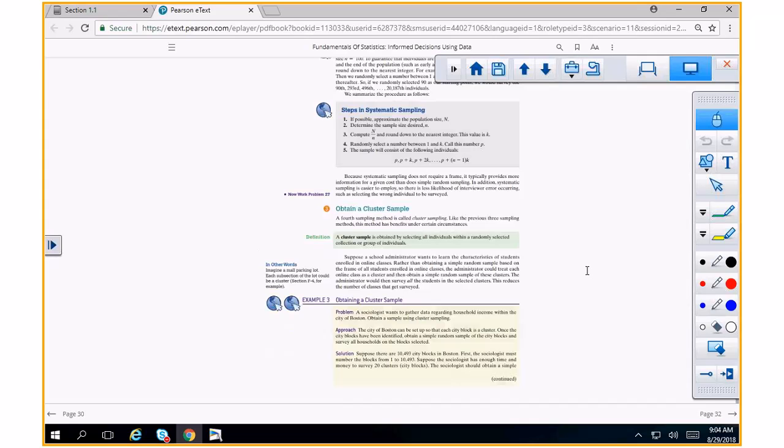A cluster sample is obtained by selecting all individuals within a randomly selected collection of groups. That's a cluster sample. You could actually break up a county into its precincts. That would be a cluster. All precincts in Anderson County, all voting precincts.